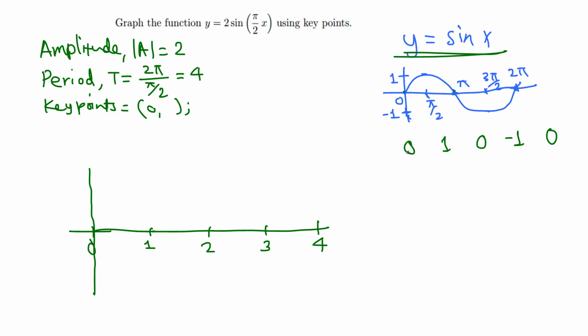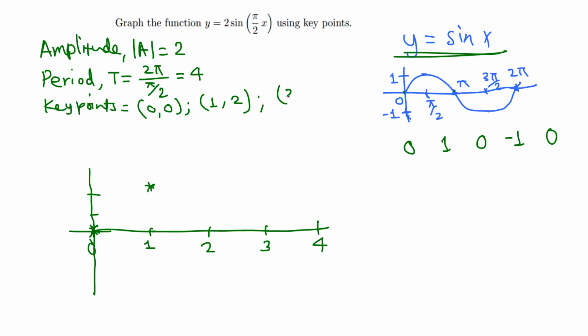So 2 times 0 is 0. So 0, 0 is the first point. Now 1, comma, to find the corresponding y coordinate, we look at 1 and we multiply by the amplitude. 2 times 1 is 2. Pretty much this goes up to 1 and down to -1. We have 2 in the front, so it goes up to 2 and goes down to -2. So basically we multiply this by 2. And third, 1, 2, somewhere here.